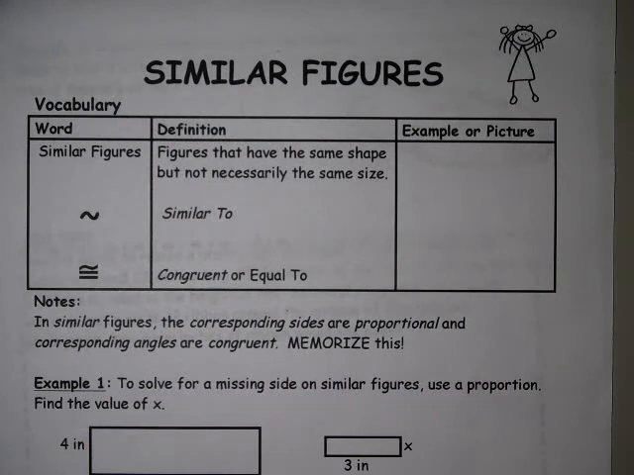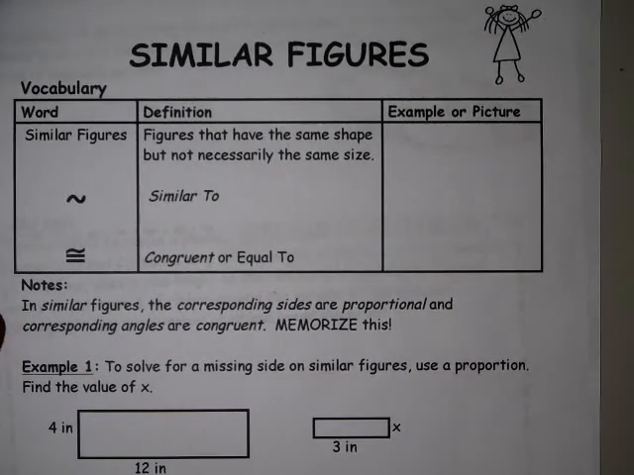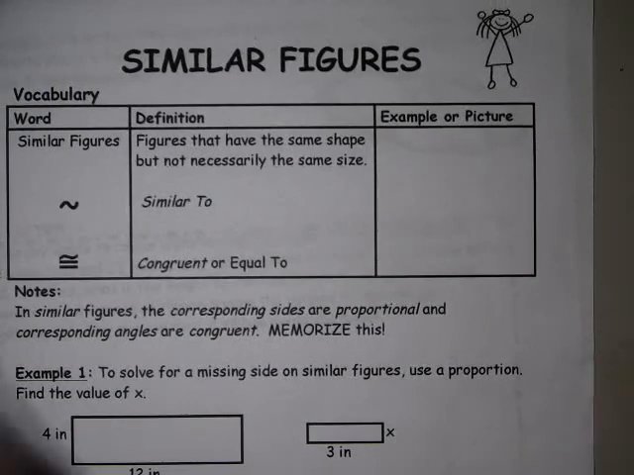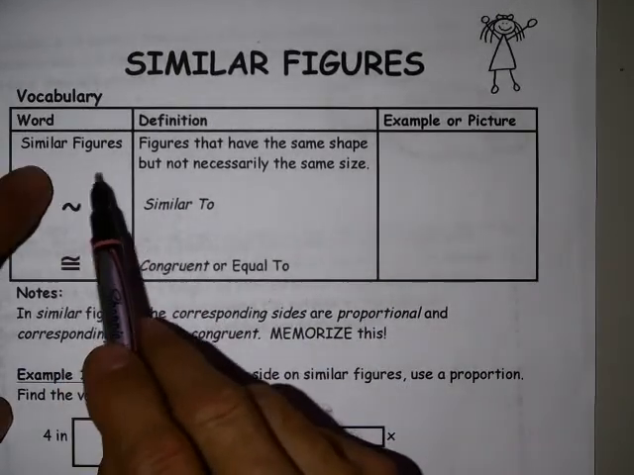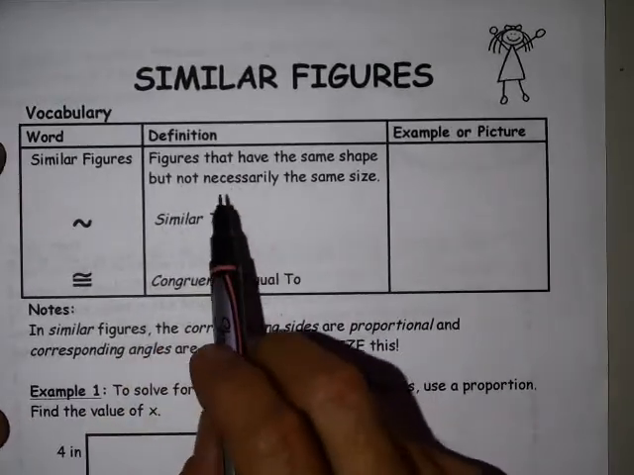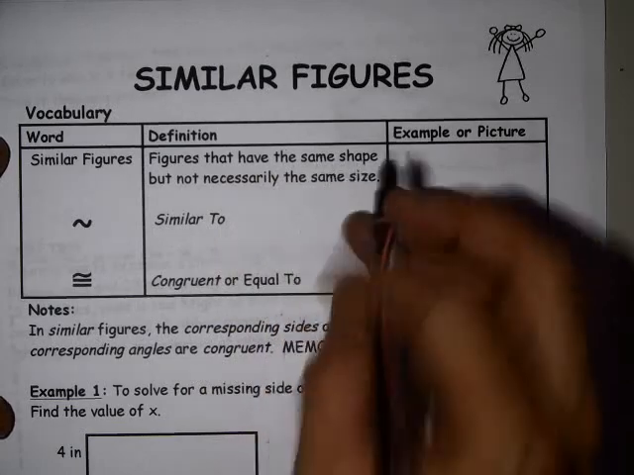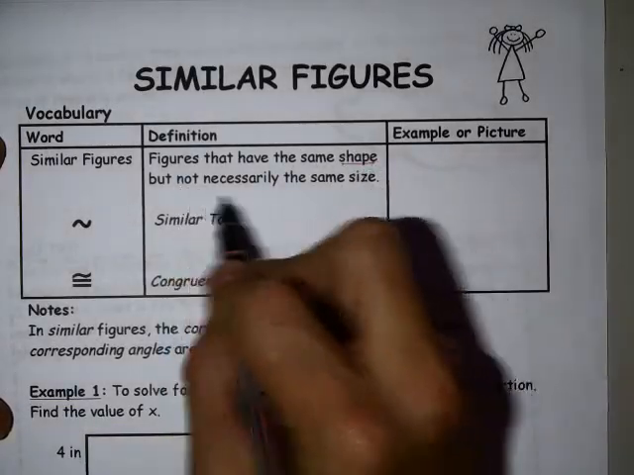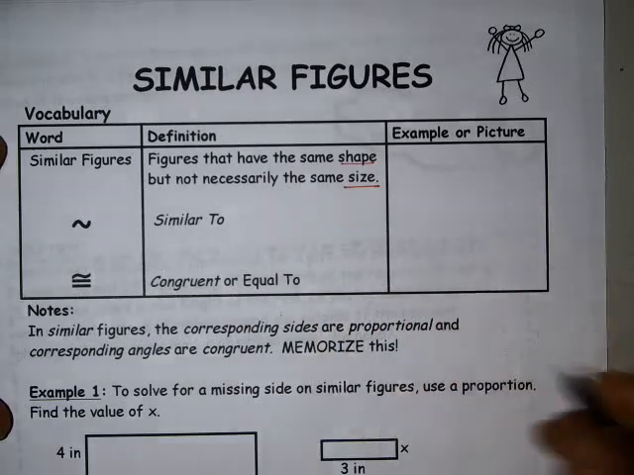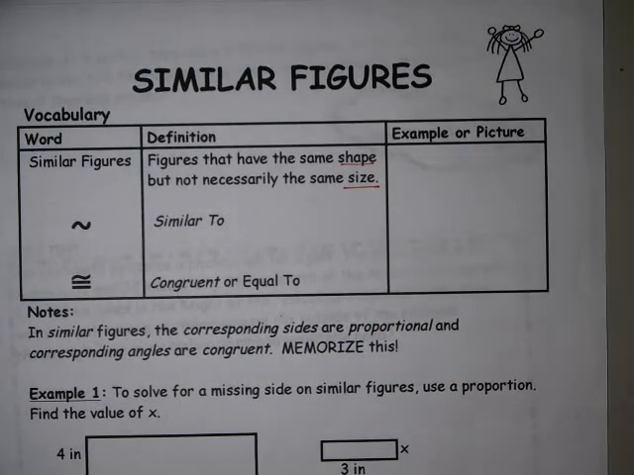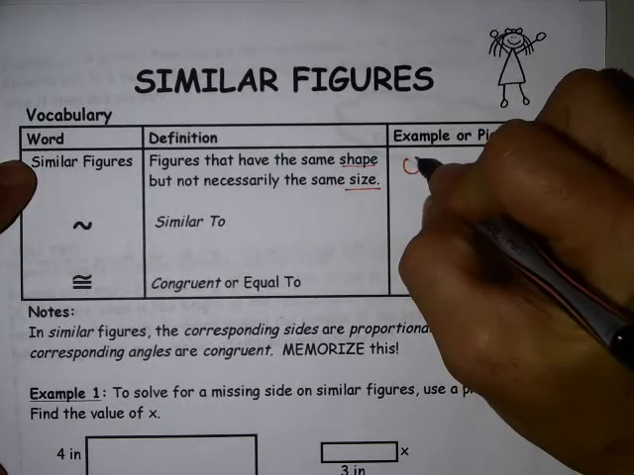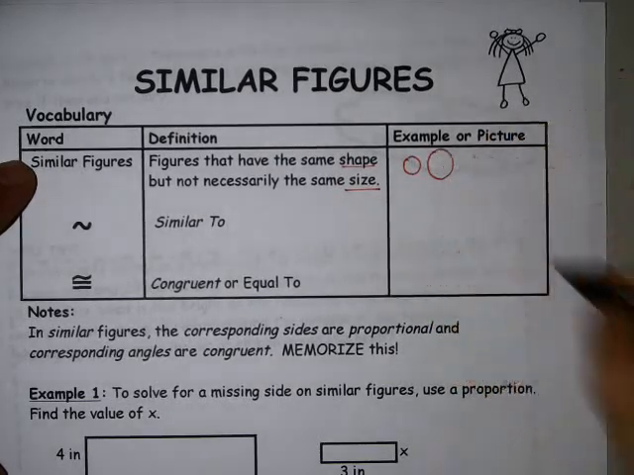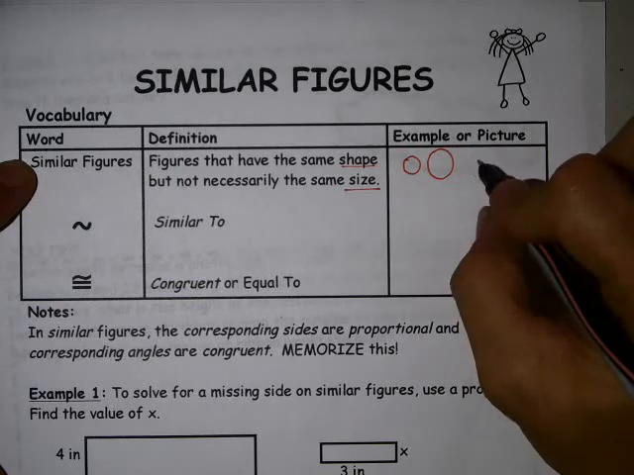Okay, so when we talk about similar figures, we need to know some important things about them, so let's look over some vocabulary for it. First, similar figures. The actual definition is figures that have the same shape, again, important, but not necessarily the same size. Now, there are some shapes that are always similar to each other, like a circle and another circle. Those are always similar to each other.